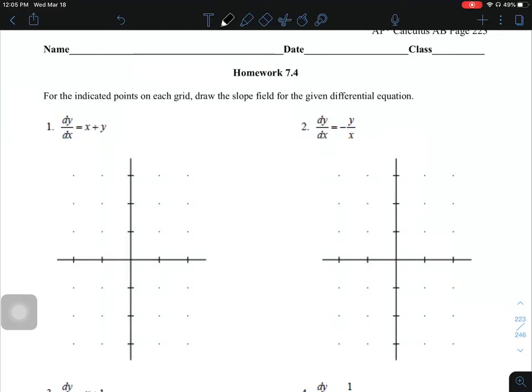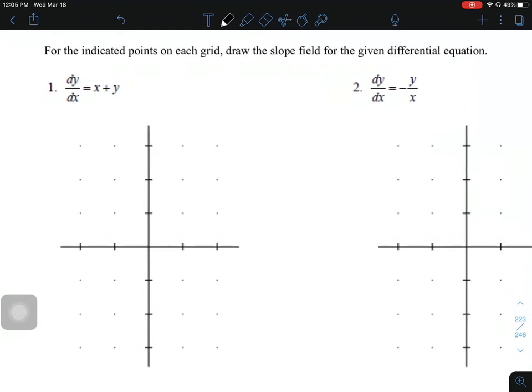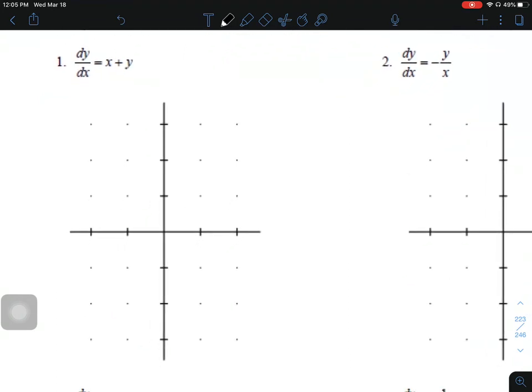AP Calculus AB, homework 7.4, slope fields. Number one, we're supposed to draw the slope fields for the given differential equation. This one should be pretty easy because it's x plus y. So whatever ordered pair you have, you add those numbers together and that's the slope.